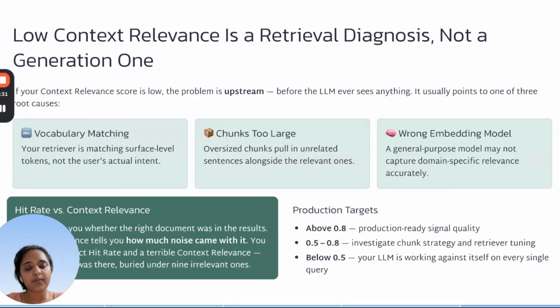That's about context relevance. In the future videos, we'll learn more about context and context engineering.